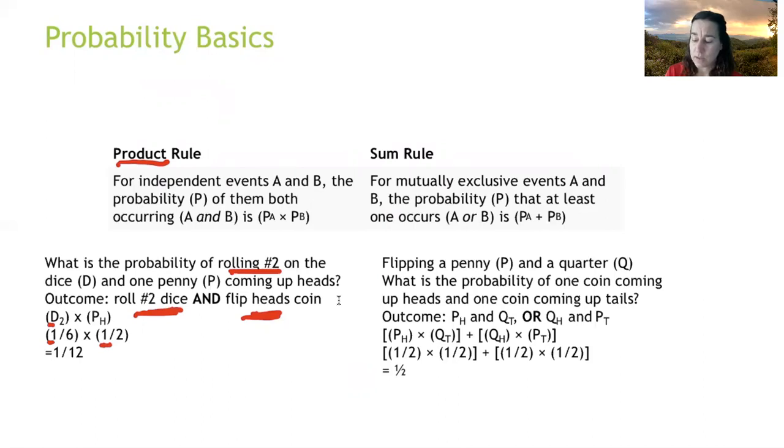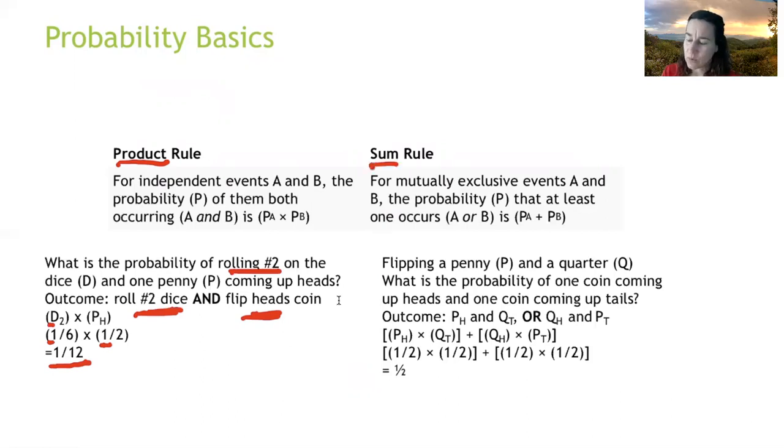On the product rule, we're going to multiply the 1/6 fraction by the 1/2 fraction, and we end up with 1/12. So the probability of rolling a 2 when we roll one die and flipping a coin and getting heads at the same time, rolling a 2 and getting a heads, totals up to 1 out of 12. That's the product rule.